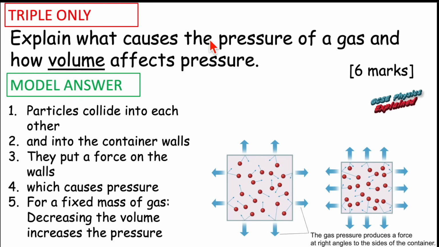Triple only. Explain what causes the pressure of a gas and how volume affects pressure. So not temperature, volume. Basically, if you've got a gas and you suddenly squash it down into a smaller box, it's going to be hitting off the container walls more often. So the particles collide into each other and into the container walls. They put a force on the walls that causes pressure. For a fixed mass of gas, decreasing the volume will increase the pressure because there's going to be more collisions per second, as I've just said.